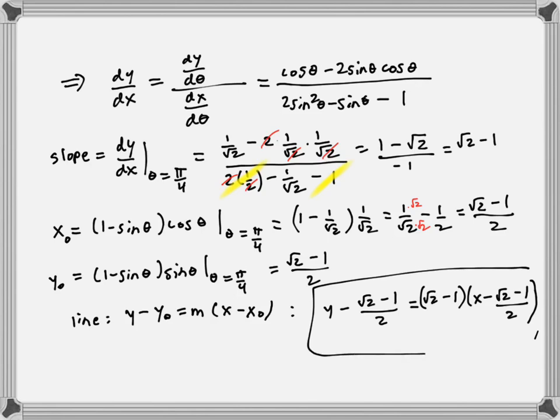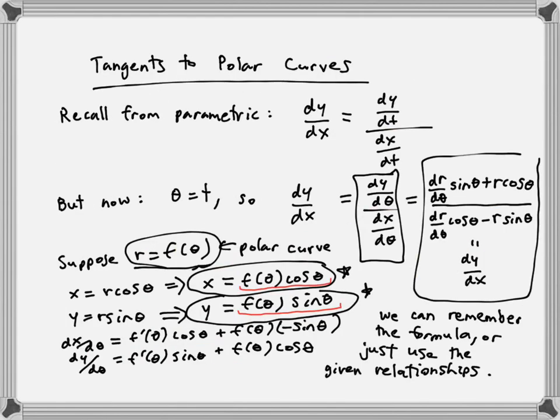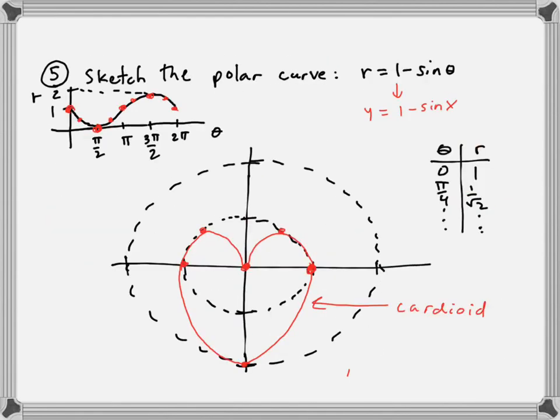This would be our tangent line when theta is equal to pi over 4. If we were to try to visualize this in our cardioid picture, let's go back to it. Our cardioid was right here, and so what we're saying is that at pi over 4, we're probably about right here. So this is our tangent line that we're talking about.